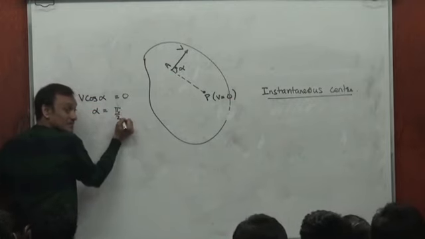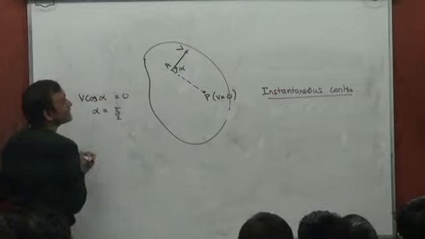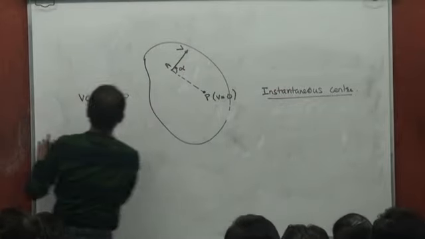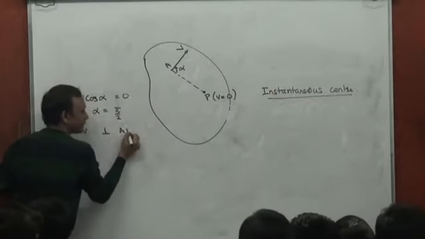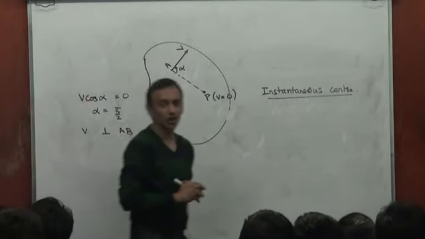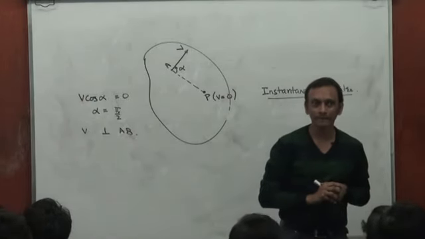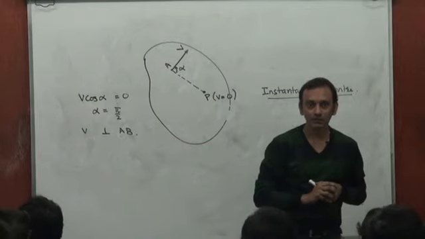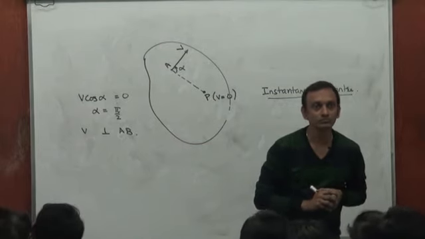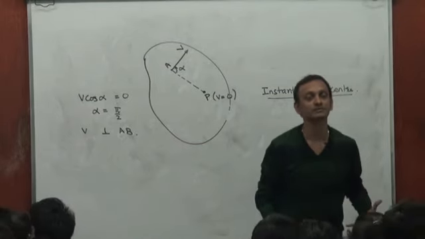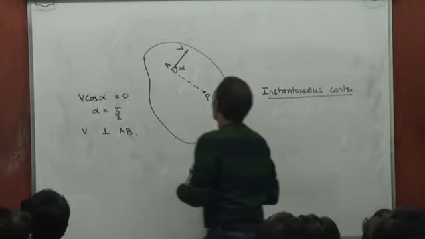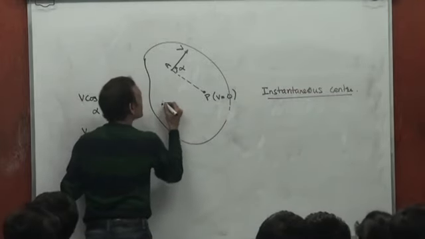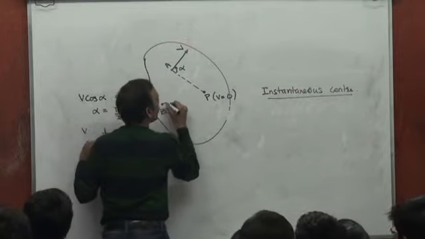Cos alpha is zero, so alpha must be 90 degrees, which means V must be perpendicular to AP. Are you alright with this or not? If there is some other particle B, you join B and P.